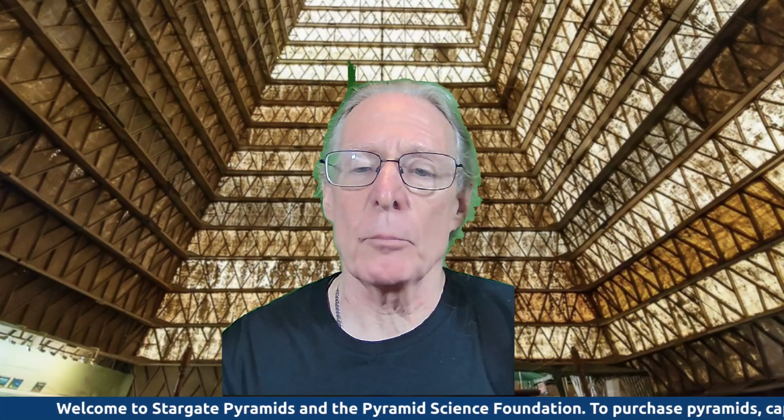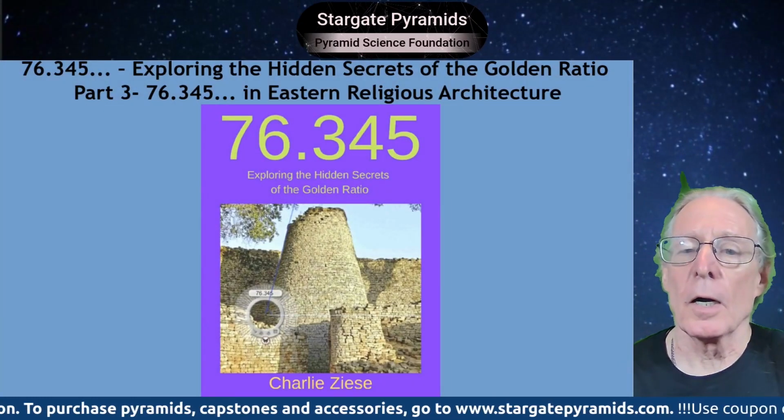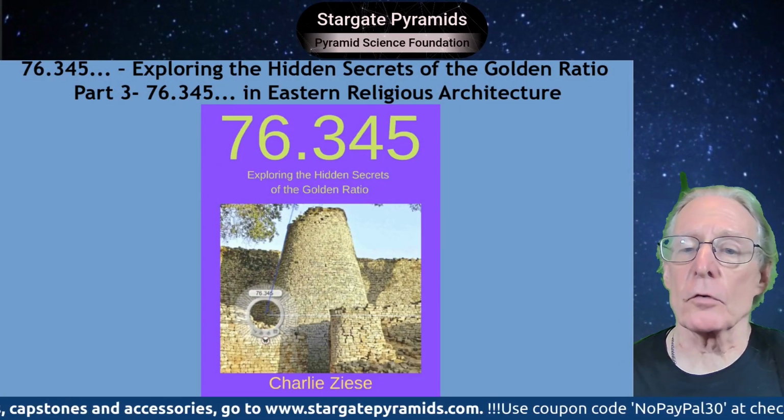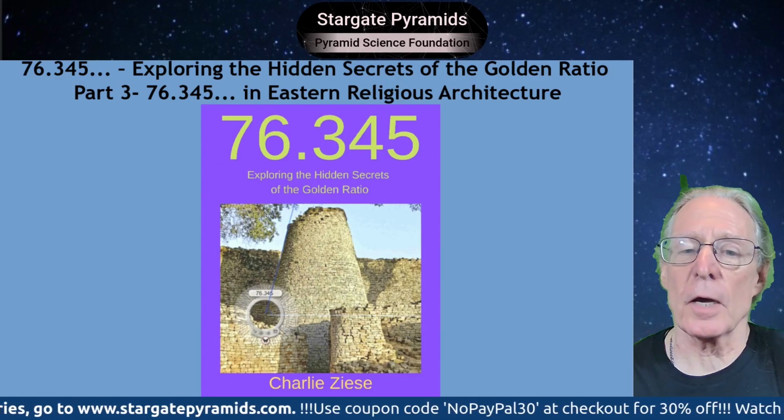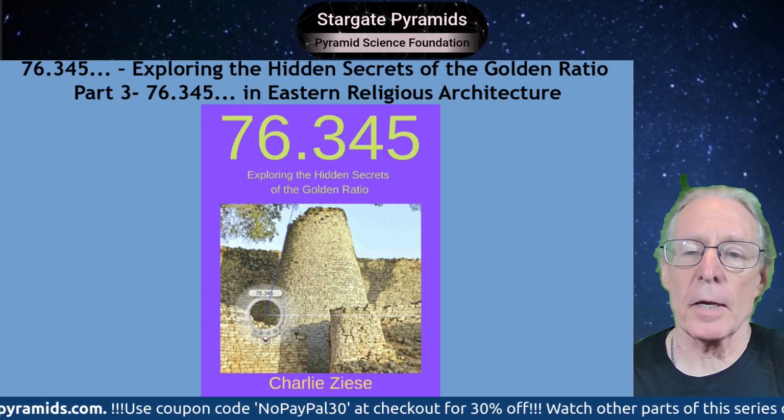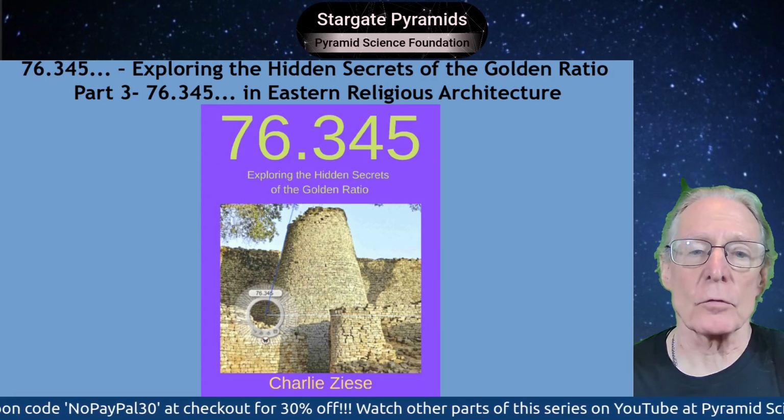Today we're going to be exploring 76.345 and universal phi scaling in Eastern religious architecture. This is part three of a video series that I'm doing based upon my book, 76.345, Exploring the Hidden Secrets of the Golden Ratio. This book is available on Amazon.com in both Kindle and paperback editions.